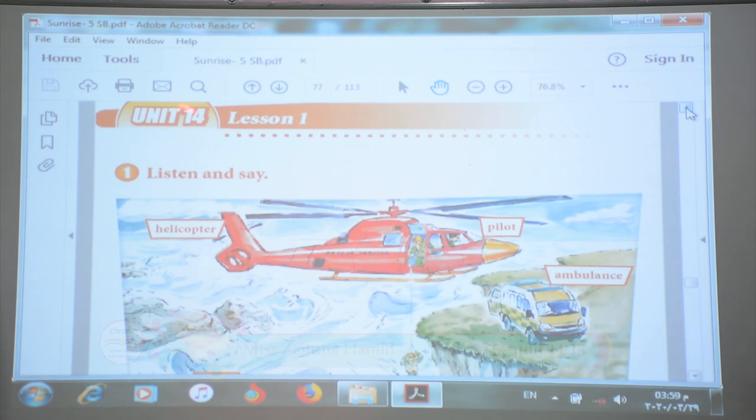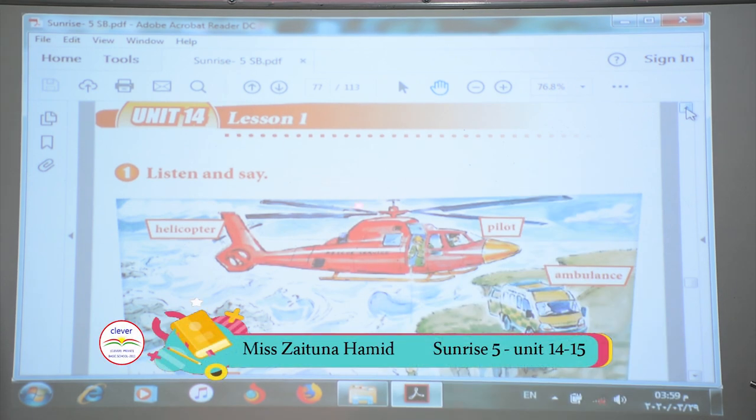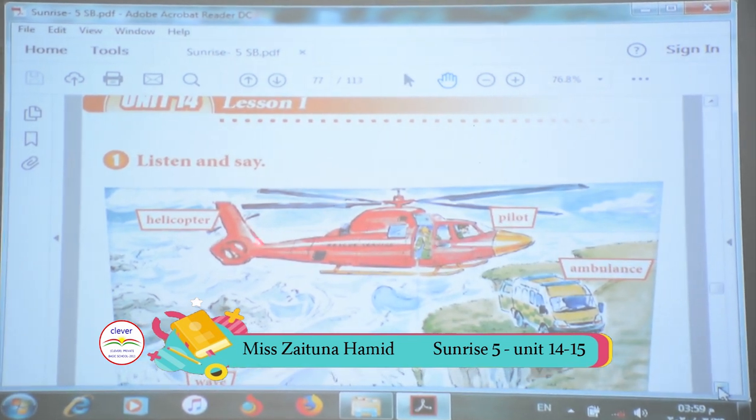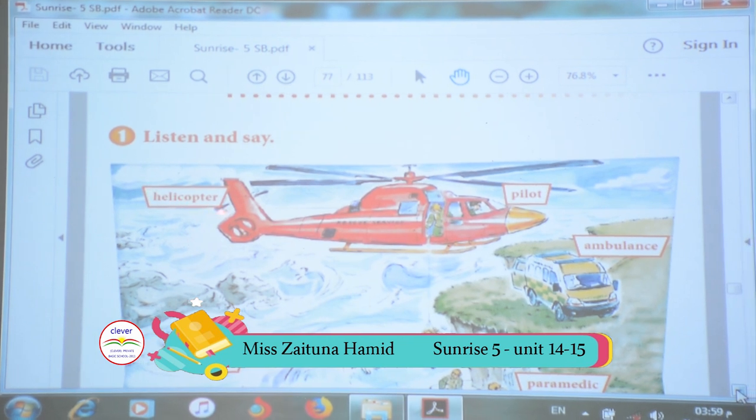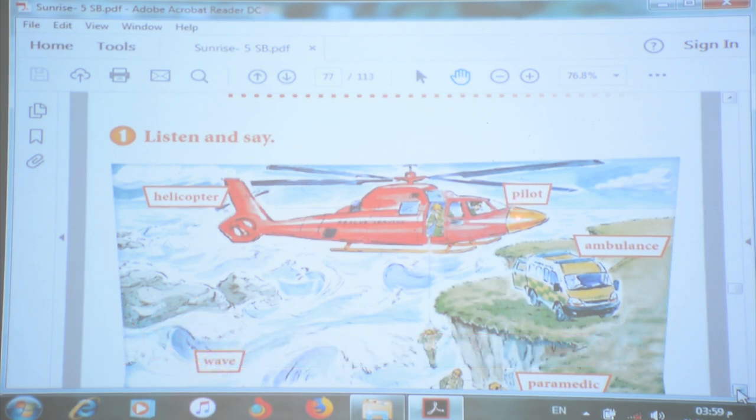Let us start. Unit 14, lesson 1. We have some words for rescue. Look at this picture. There's a helicopter. Helicopter is a word that's used for rescue. The second one is pilot. Look here, there's a pilot. The third one, ambulance.